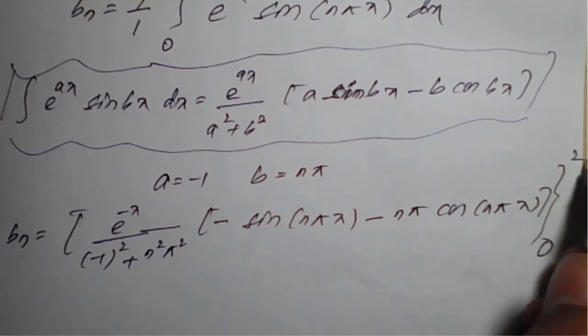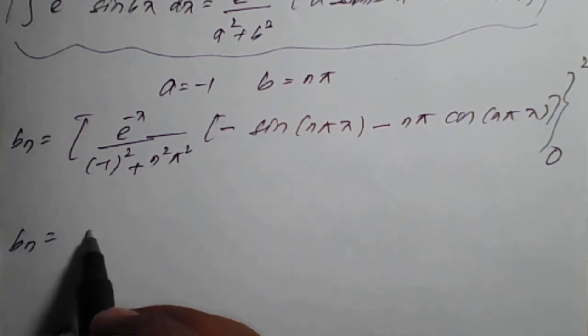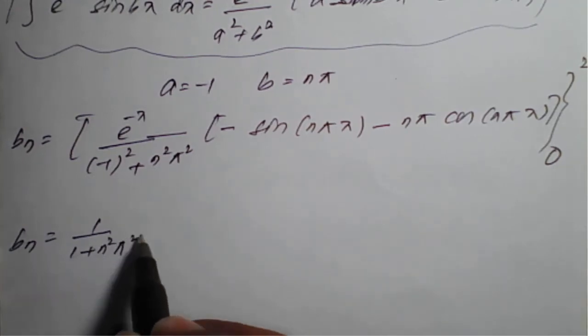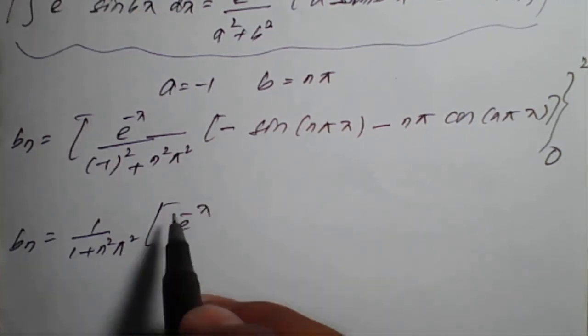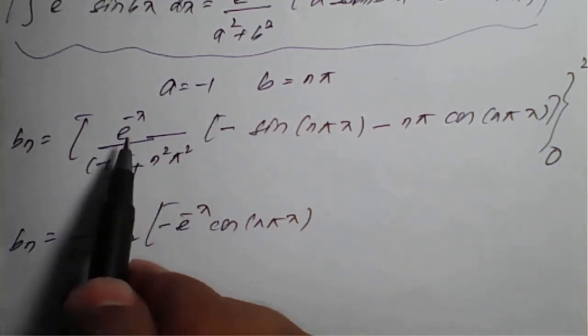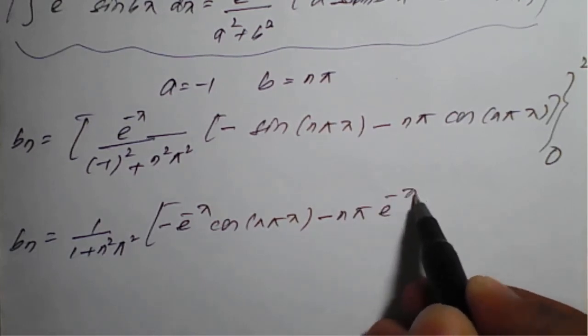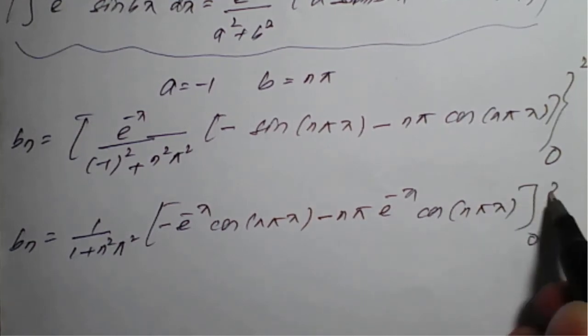Therefore, limit from 0 to 2. So on simplification, b_n will become a constant, which I will take outside: 1 upon 1 plus n squared pi squared is a constant, multiplied by e raised to minus x. So e raised to minus x, this minus sign, sine of n pi x, again e raised to minus x, here we multiply n pi as it is, e raised to minus x into cos of n pi x. Limit from 0 to 2.